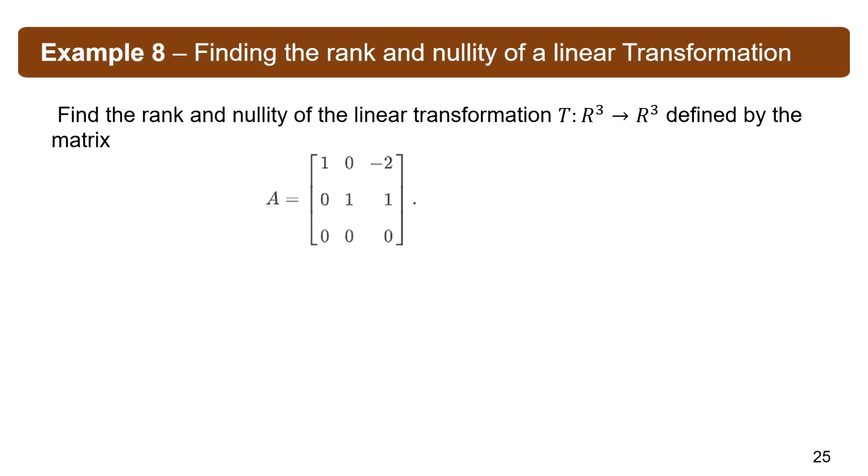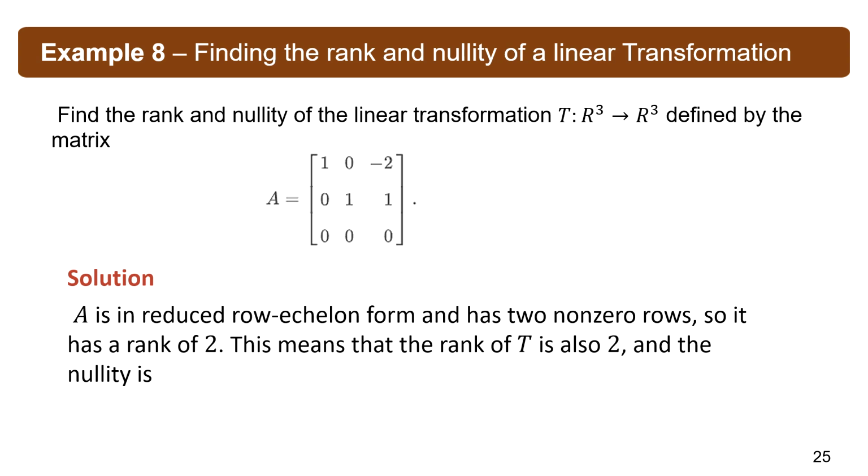So from R cube to R cube, you are asked to find the rank and nullity. This is already a reduced transformation, so you have the leading ones here, in the first and second column. Since there are two leading ones, that will be the rank, and that is the number of bases. This means that the rank of T is 2. Therefore, your nullity is 1.